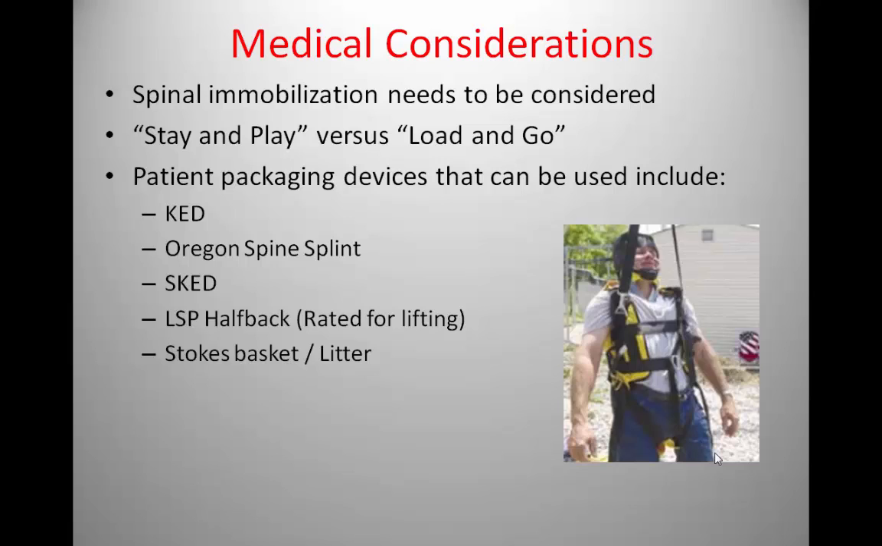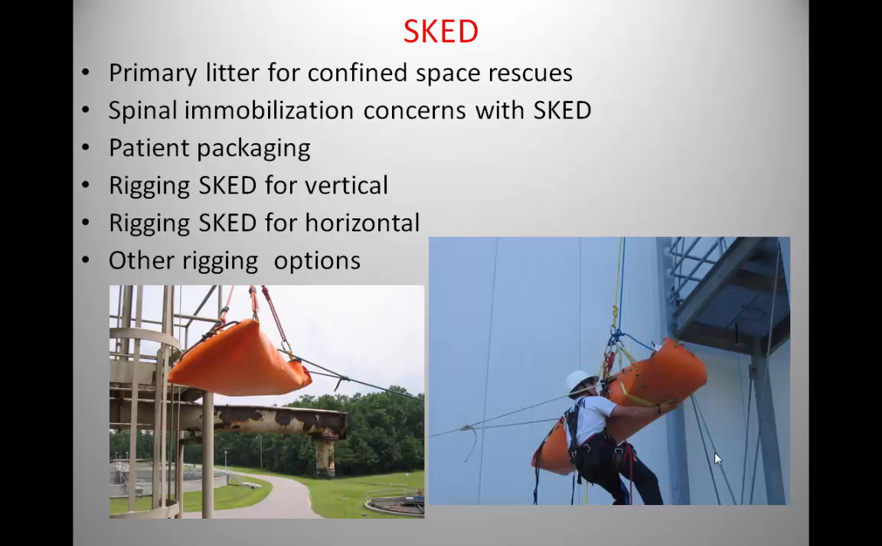The other patient packaging devices that can be included or listed here: your KED, your spine splint, your sked, your half back, and your Stokes basket. So this is the sked device. Most of everybody's familiar with this. Again, just one of those things that's pretty easy to get off the truck and play with a little bit. Ours is fairly new, our new one. It has the Cobra buckle, so it's a little easier to snap in place versus having to weave a strap through a buckle.